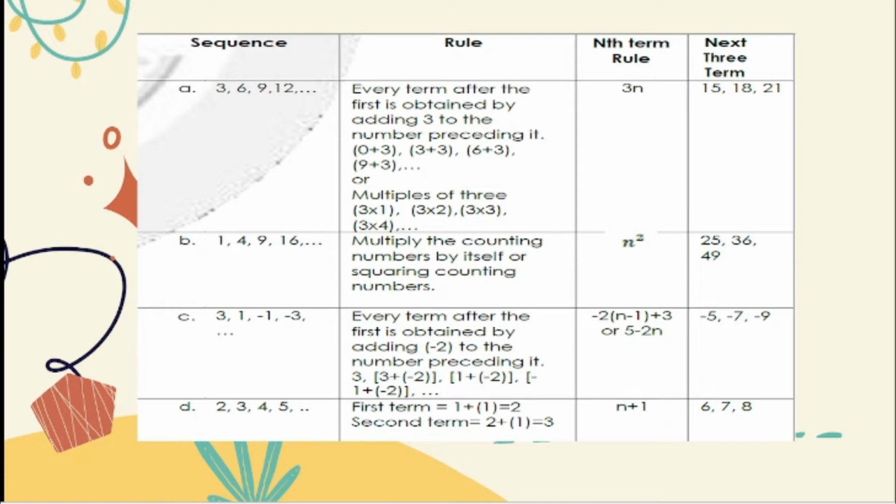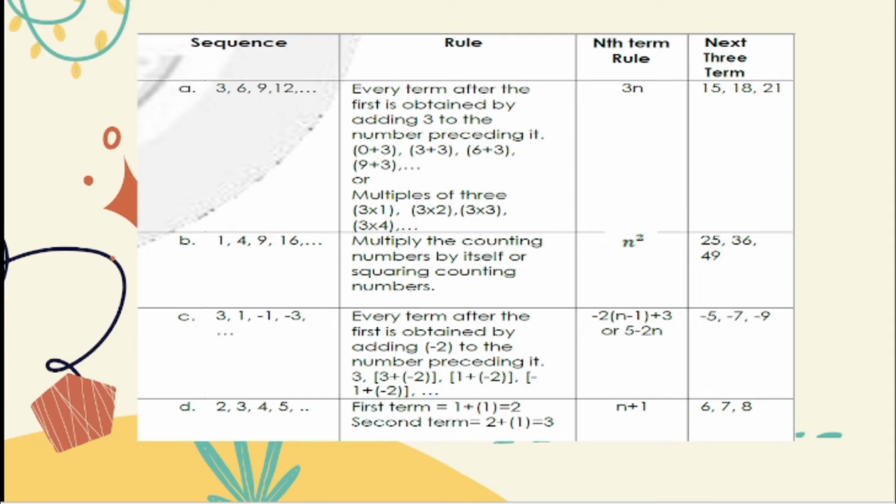So, let us study this. We have sequence, rule, end term, and next 3 terms. For letter A: 3, 6, 9, and 12. Every term after the first is obtained by adding 3 to the number preceding it. As you can see, 0 plus 3 equals 3. Then for 3, you add another 3 to get 6, 6 plus 3 to get 9, and 9 plus 3 to get 12.